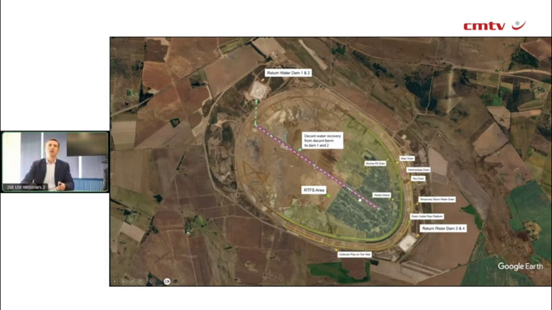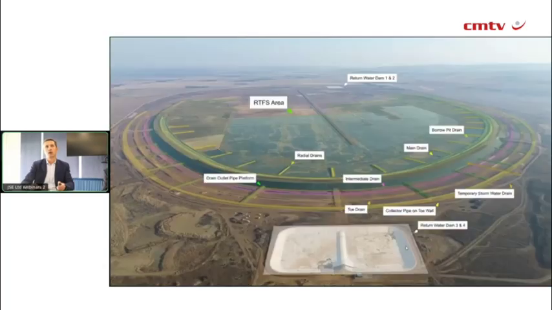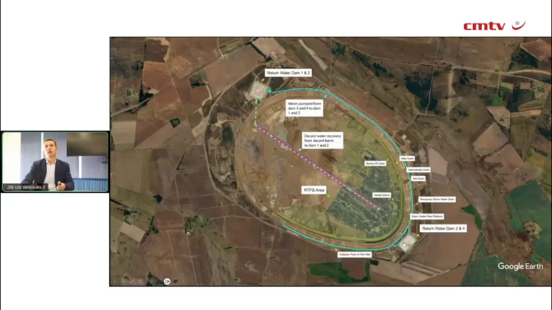This water is drained and pumped via a pump station and a pipeline to Return Water Dam 1 and 2 at the top of the facility. All of the drains drain the water from the bottom of the facility to dam 3 and 4, and then the water from dam 3 and 4 is also pumped across via an external pipeline to return water dam 1 and 2.